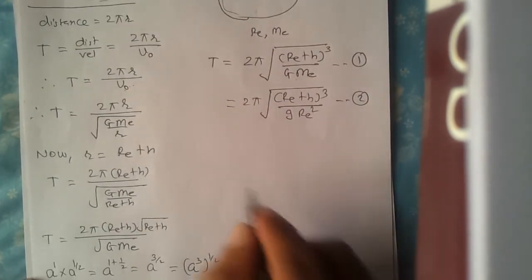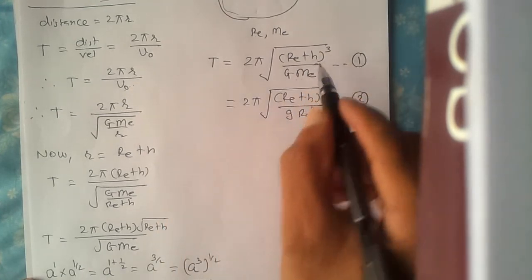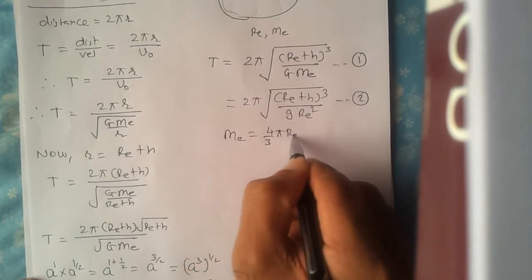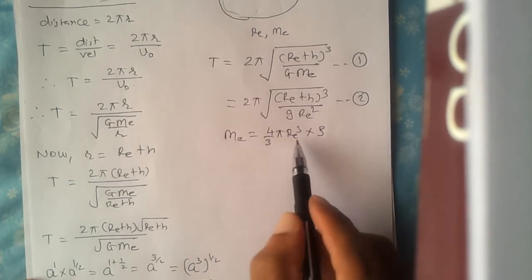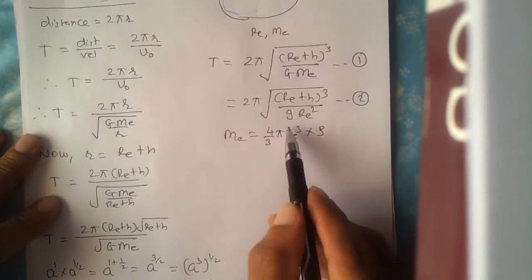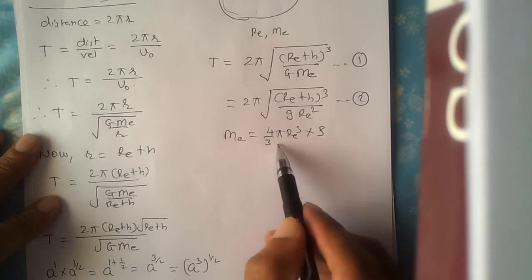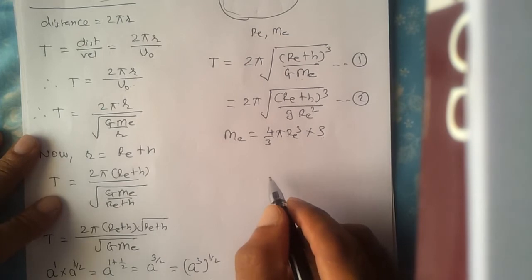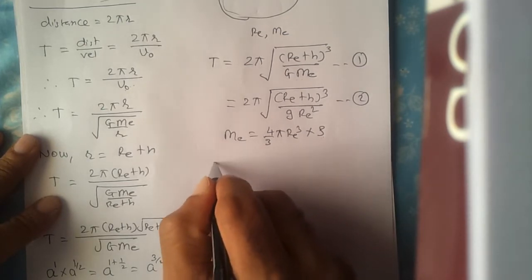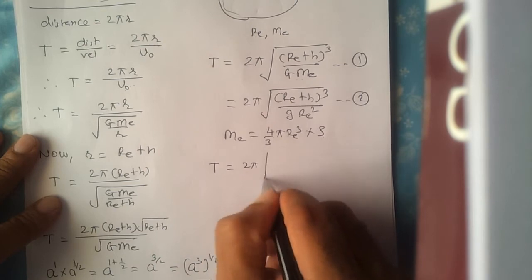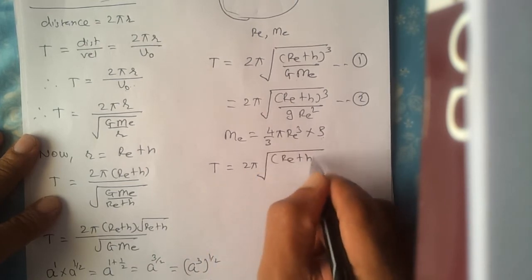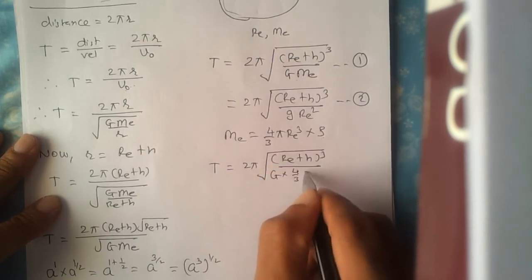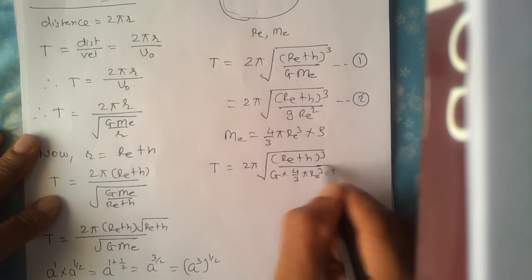Okay. Let us now look at this equation 1 again. What is the mass of the Earth? The mass of the Earth can be written as 4 upon 3 pi R_e cube into density. Where did we get this equation from? Mass of the Earth. Mass is volume into density, and Earth is a sphere. So this is the expression for volume of the Earth, 4 upon 3 pi R_e cube into density. So I can put this particular value over here, right? So T will become equal to 2 pi square root of (R_e plus h) whole cube upon G into 4 upon 3 pi R_e cube into rho.